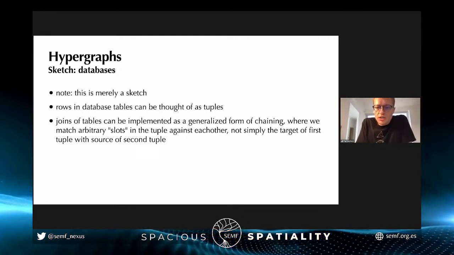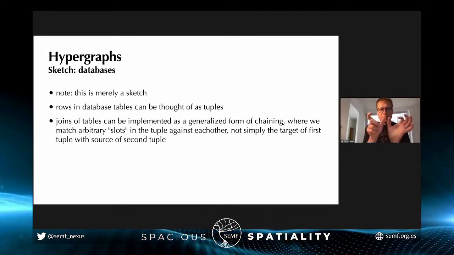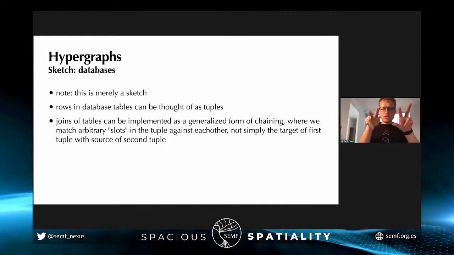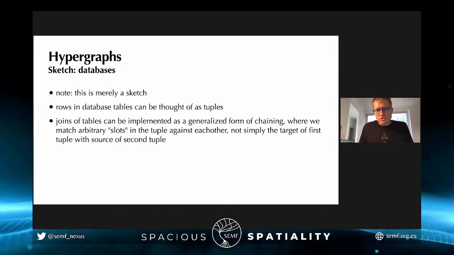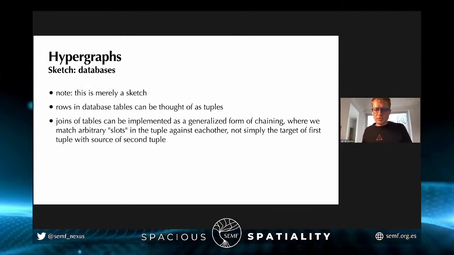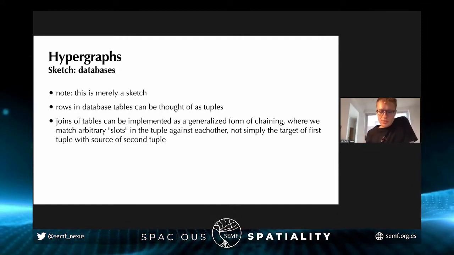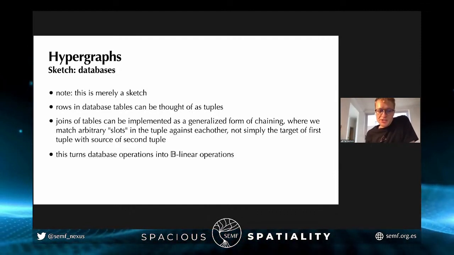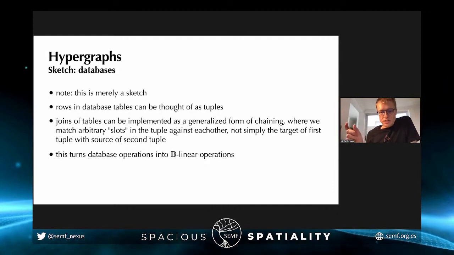And it's very similar to the chaining of hyperedges, except we're not just matching the last element of the first tuple with the first element of the second tuple. We're matching some arbitrary pattern of slots in each tuple together to make a larger tuple. And I'm not the first person to notice this. It's actually well described by Codd's relational algebra that was written in the 1960s and 70s, but that was never phrased in terms of hypergraphs. So I think this is just an interesting example of how universal hypergraphs are out there in the real world. And interestingly, that turns database operations into B-linear operations. So they're linear over these binary multiplicity functions.